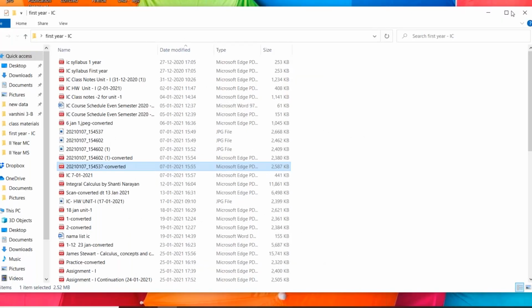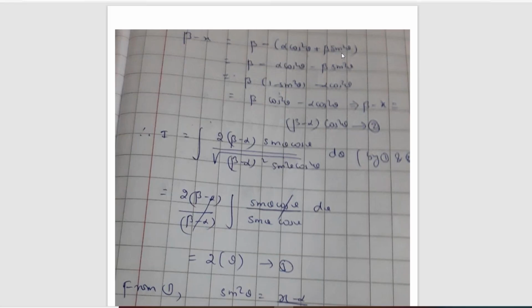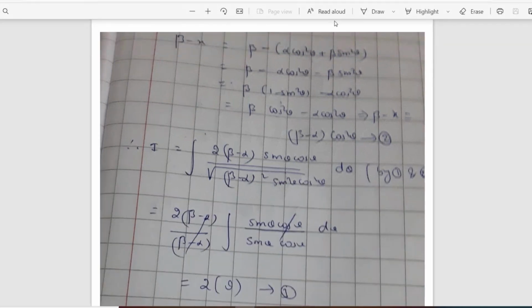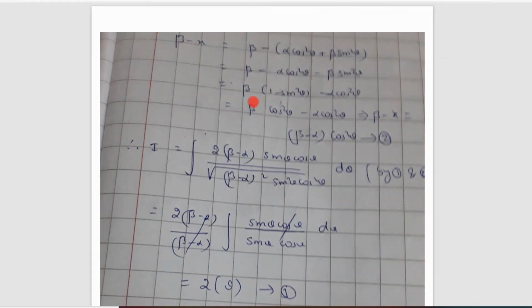Next, we have to find the value of beta minus x. Beta minus x is beta minus, this is the value of x, alpha cos square theta plus beta sin square theta. Bring the minus sign inside the bracket. So minus alpha cos square theta minus beta sin square theta. From these two expressions, that is beta minus beta sin square theta, I can take beta outside. So what are you getting? Beta into 1 minus sin square theta minus alpha cos square theta. What is 1 minus sin square theta? It is cos square theta. So beta cos square theta minus alpha cos square theta. From this, we can take cos square theta outside. It is common. So cos square theta into beta minus alpha. This is the value of beta minus x.